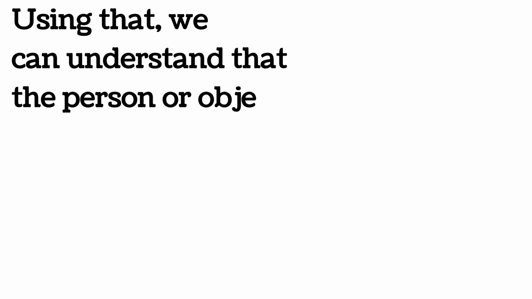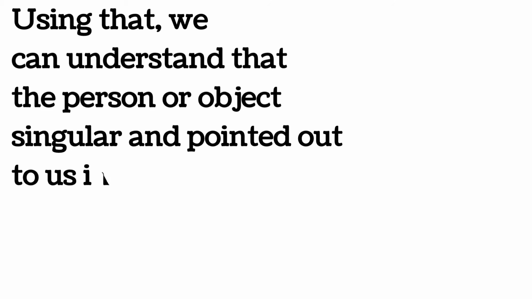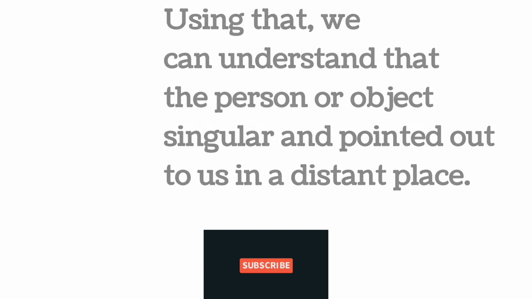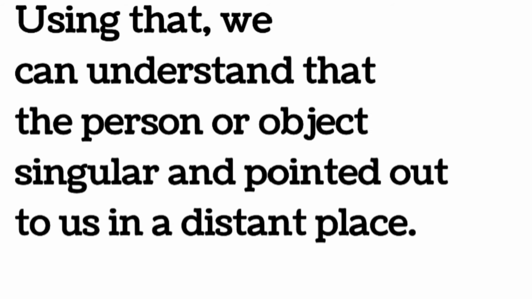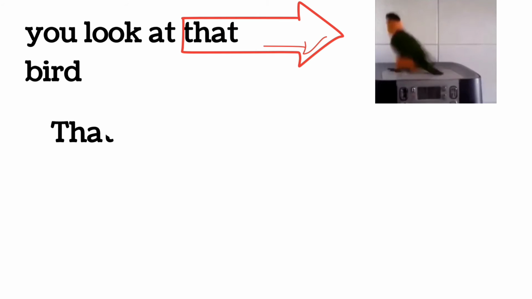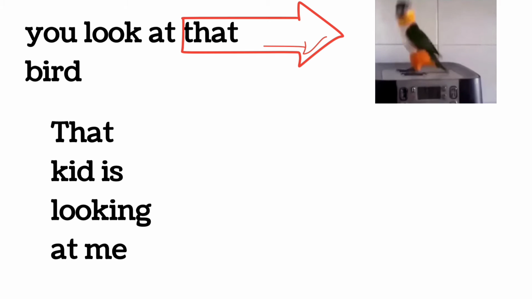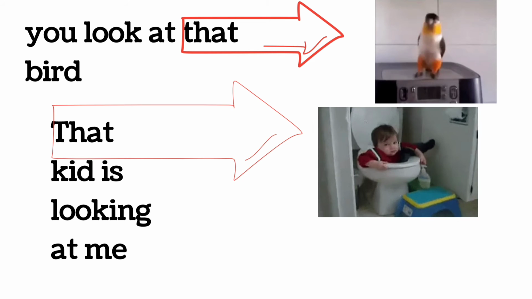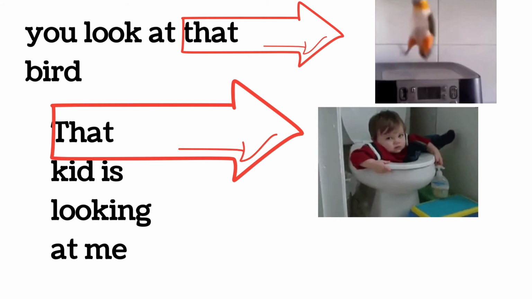Using that, we can understand that the person or object is singular and pointed out to us in a distant place. Look at that bird. ఆ పక్షిని చూడు. That kid is looking at me. ఆ బాబు నన్ను చూస్తున్నాడు.